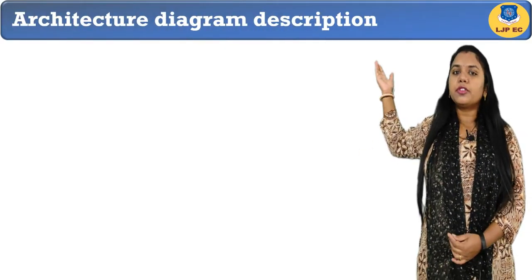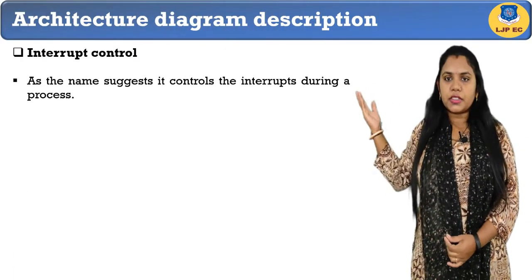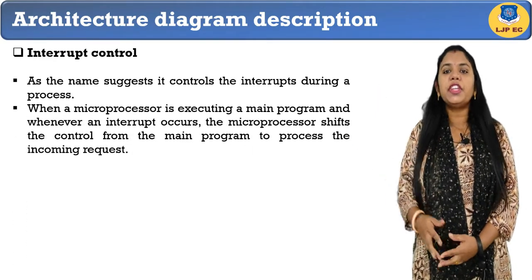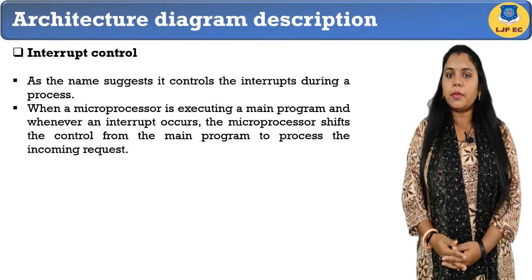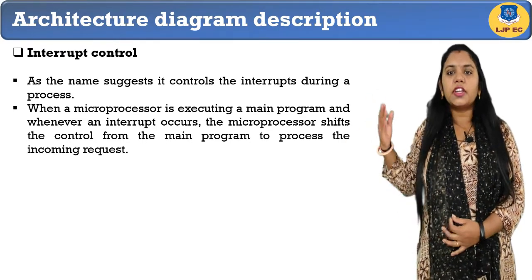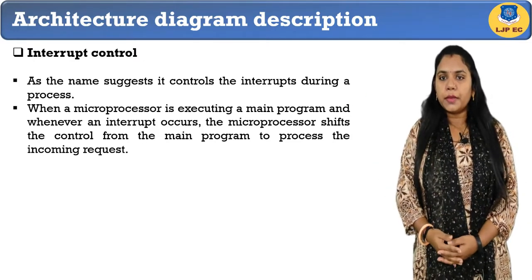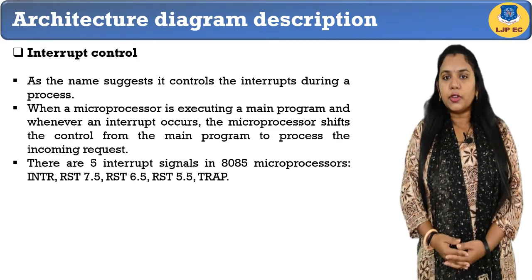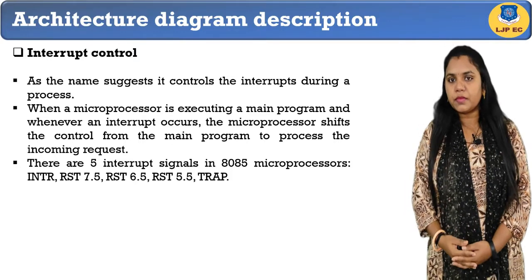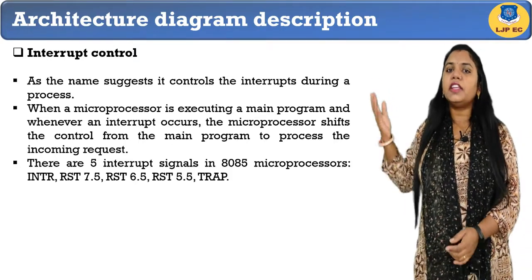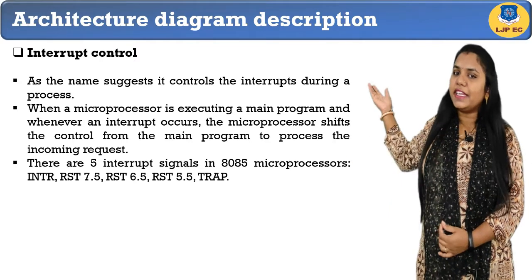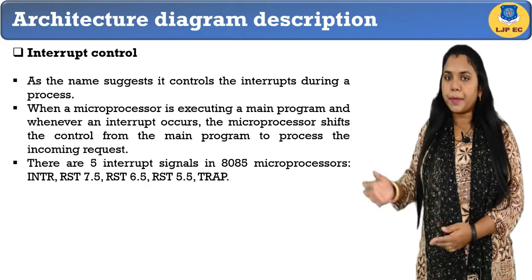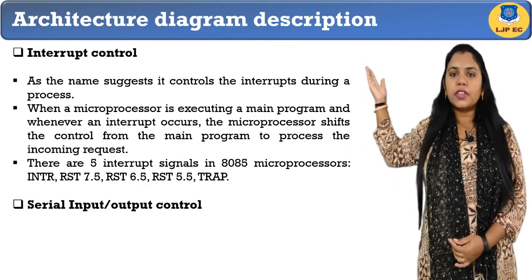The next is interrupt control section. As the name suggests, it controls the interrupts during the process. When a microprocessor is executing a main program and an interrupt occurs, the microprocessor shifts the control from the main program to process the incoming request. After the request is completed, the control goes back to the main program. There are 5 interrupt signals in the 8085 microprocessor, that are INTR, RST 7.5, RST 6.5, RST 5.5 and TRAP.